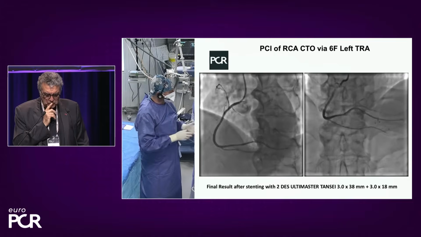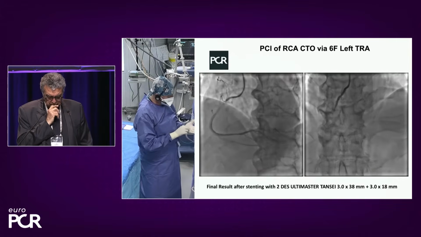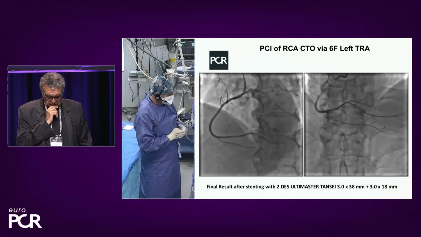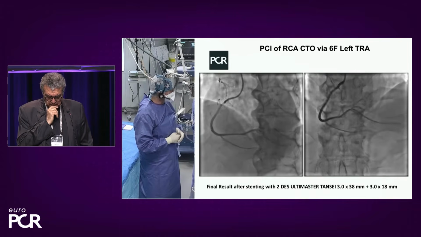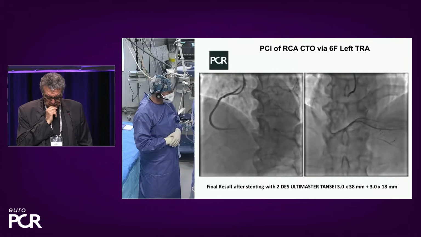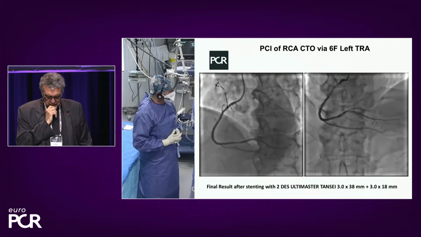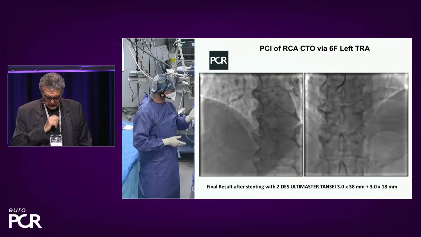And this is the final result after predilatation and implantation of two drug-eluting stents, Ultimaster. It was a 3.0 by 38 and then 3.0 by 18, and you can see a very nice result. This was done 1 week ago.